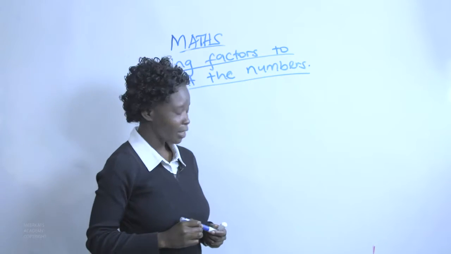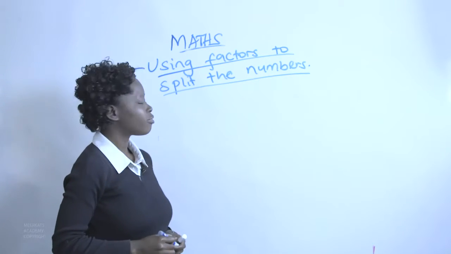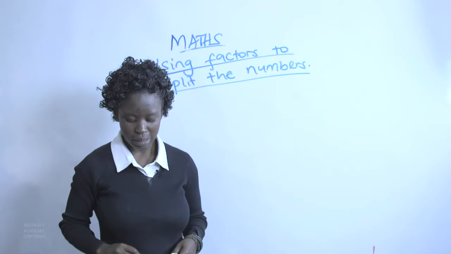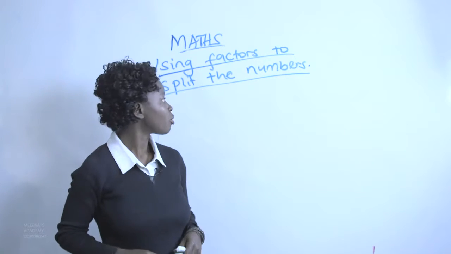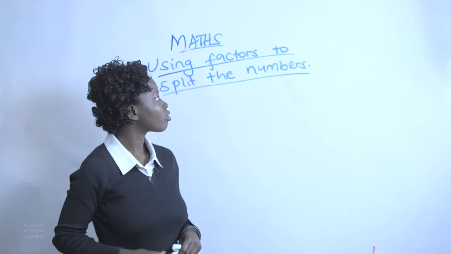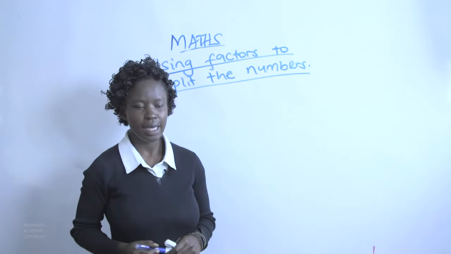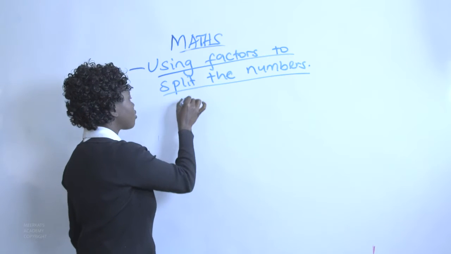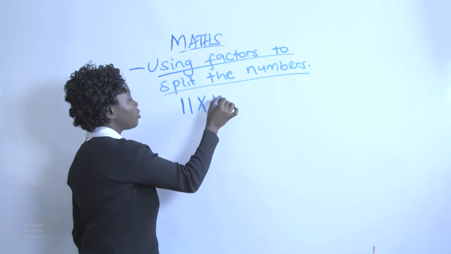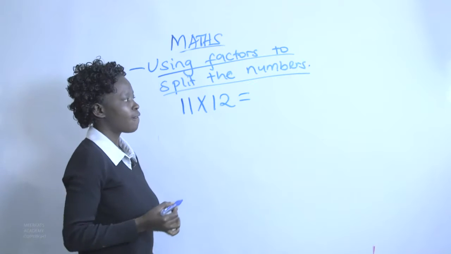The other method is using factors to split a number. So you can decide to use factors to split the numbers given. Like, for instance, we have 11 multiplied by 12.